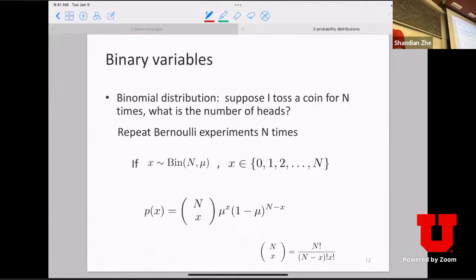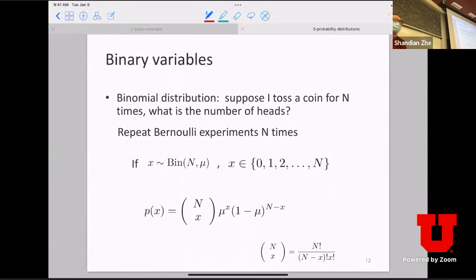So now we can extend the Bernoulli distribution to the binomial distribution. That relates to an experiment where you do multiple Bernoulli experiments. For example, if you toss a coin once, the result is either heads up or tails up. So this experiment will give you a random binary outcome, and you use the Bernoulli distribution.